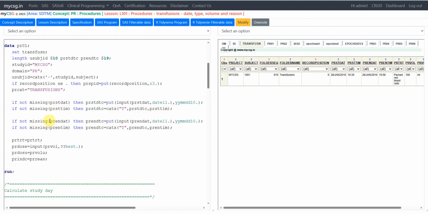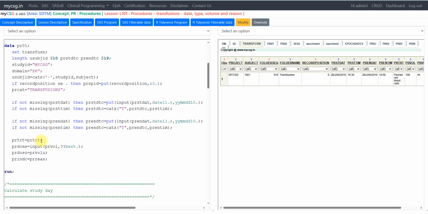And then we are applying similar processing on PRENDTC. To create PRENDTC, we are first converting the character value present in PRENDAT to a numeric value and then converting it into ISO 8601 notation using the YYMMDD10. format. And then, if time is present, we are concatenating the time value in PRENTIME to the ISO notation value of date already present in PRENDTC, with a T in between.